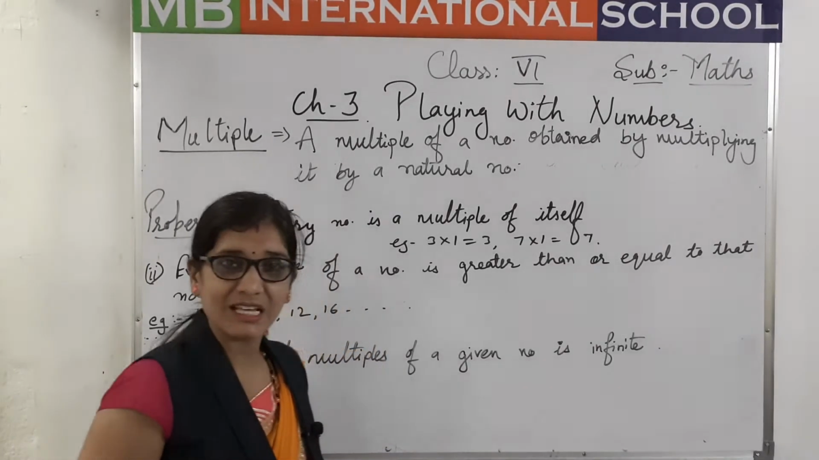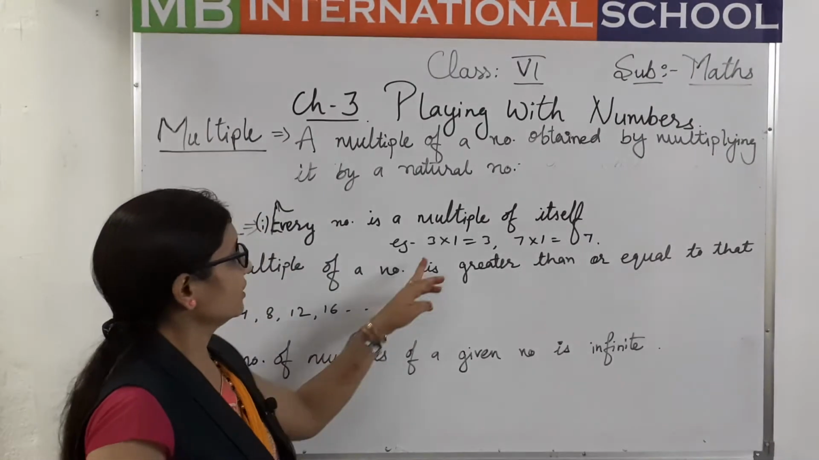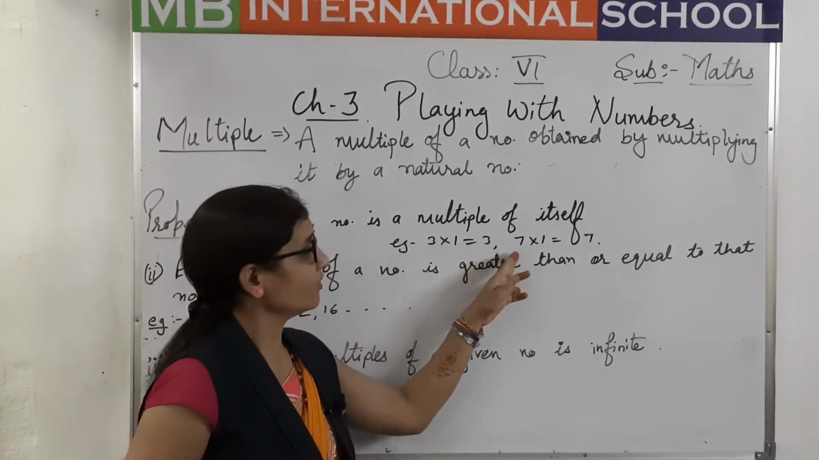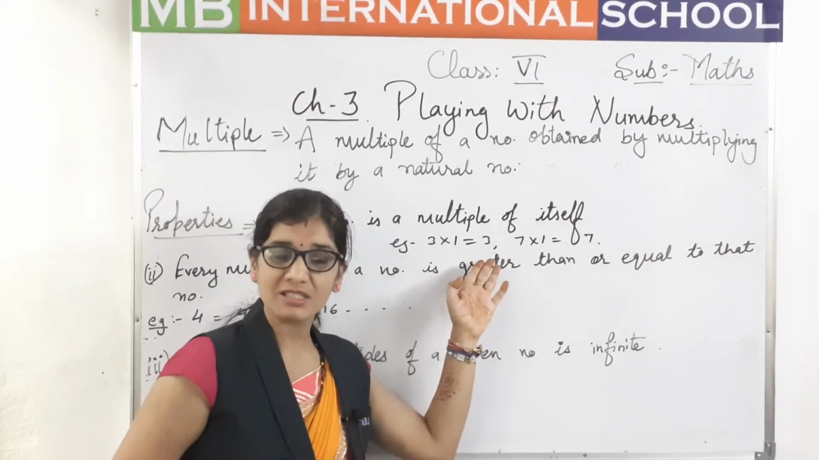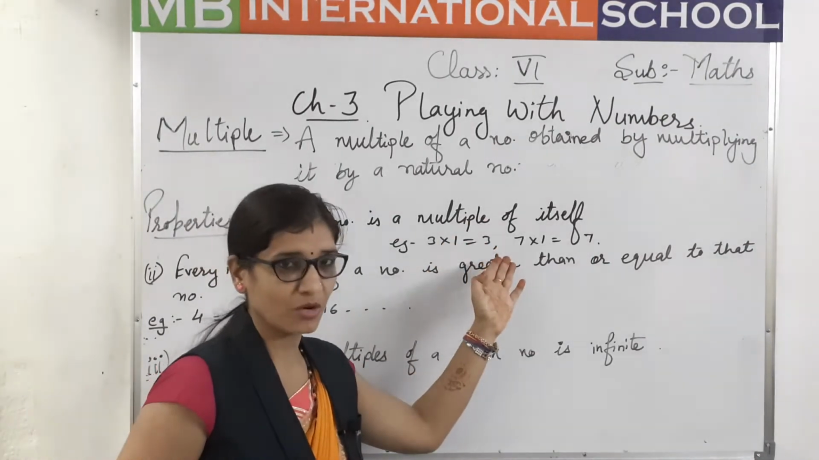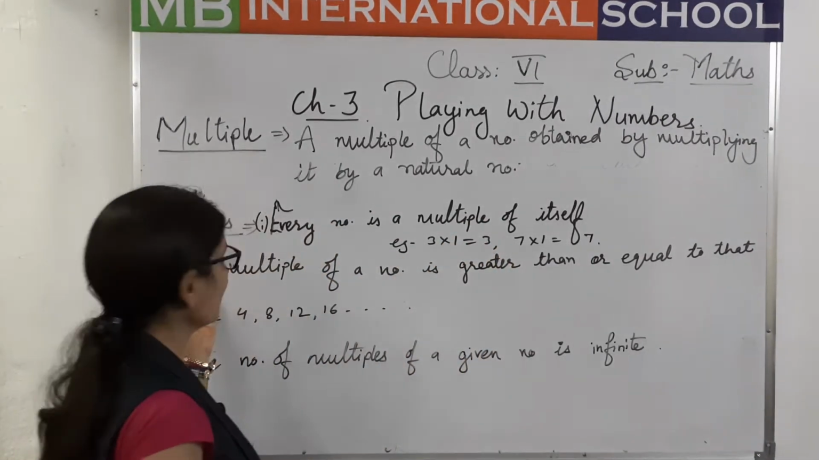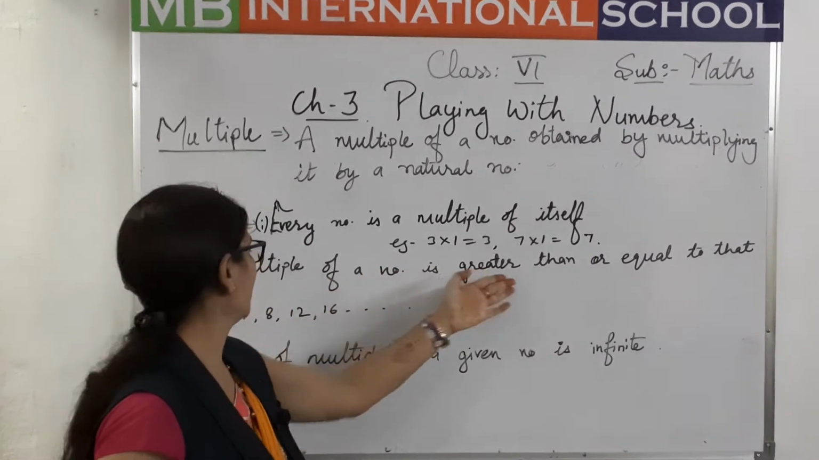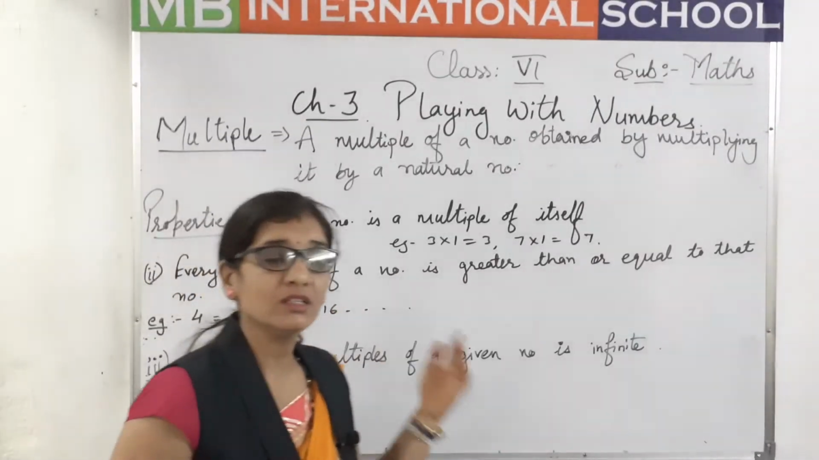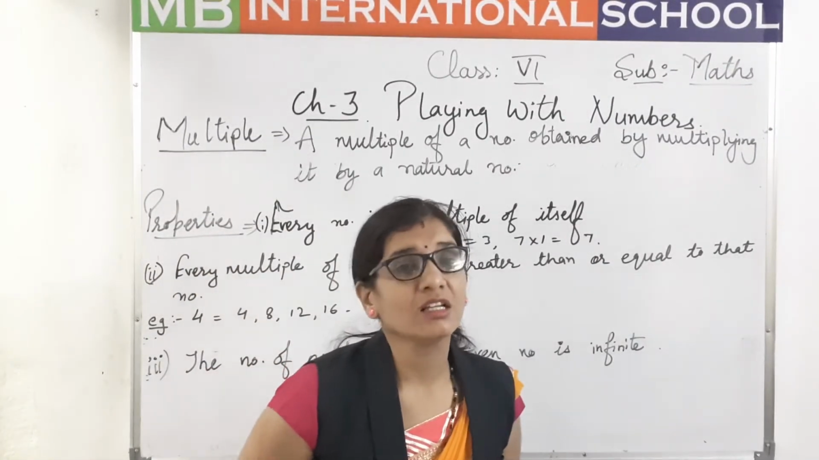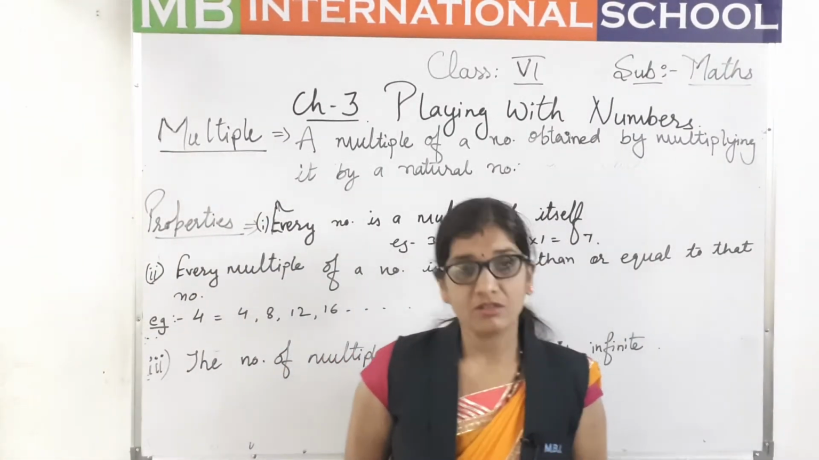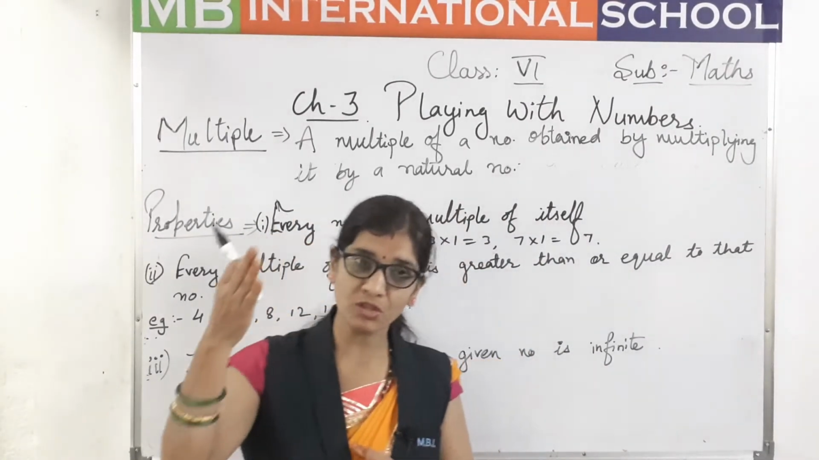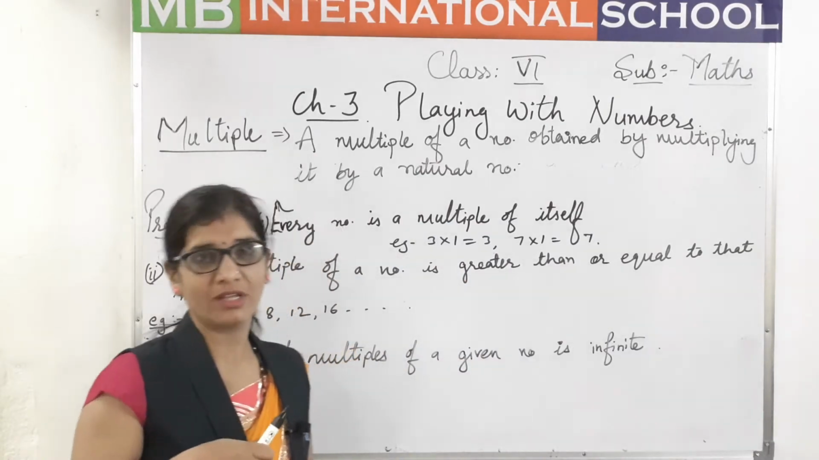We can say that 3 multiplied by 1 is 3. If we multiply a number by 1, then we get the same product. Now, the second property is that every multiple of a number is greater than or equal to that number. In factors we have seen that factors are less than or equal to that number. Now multiples are more than or equal to that number.